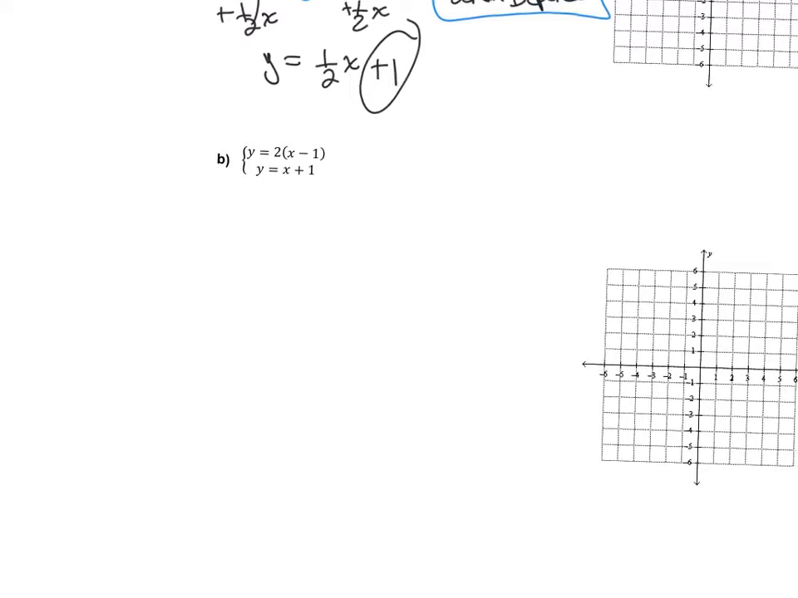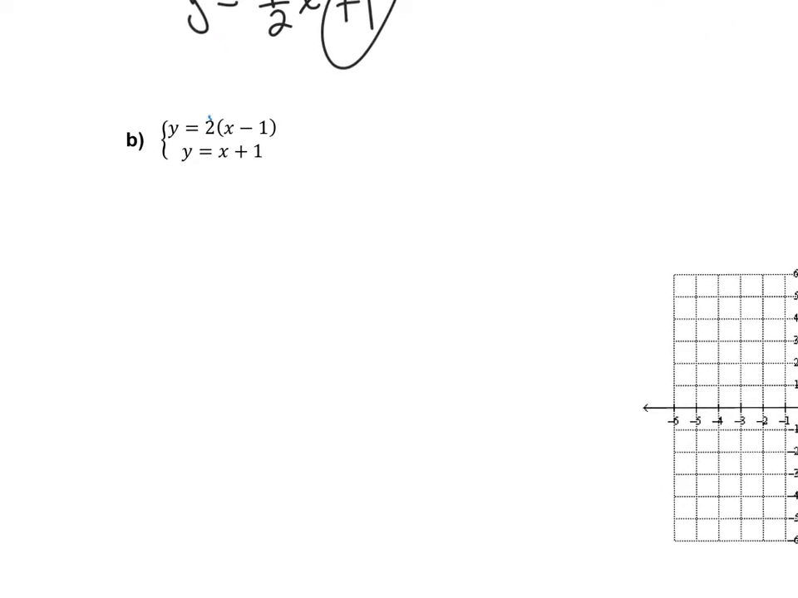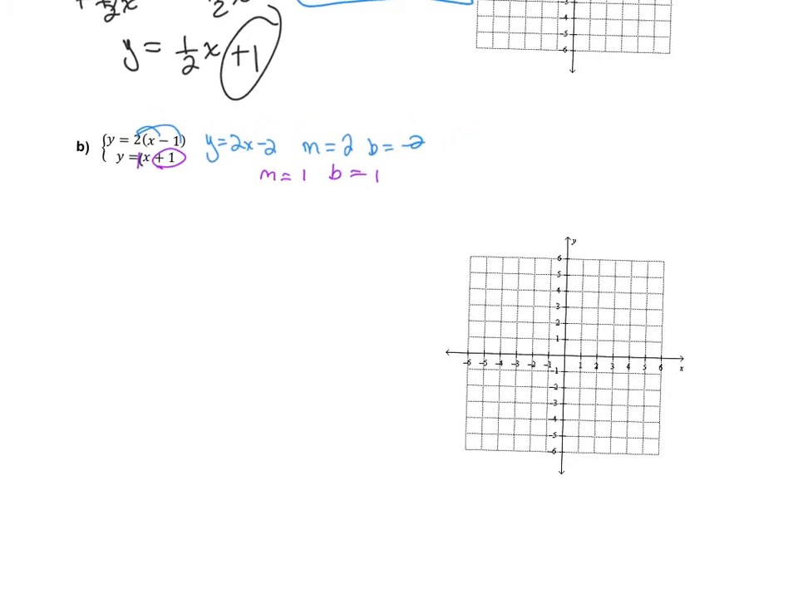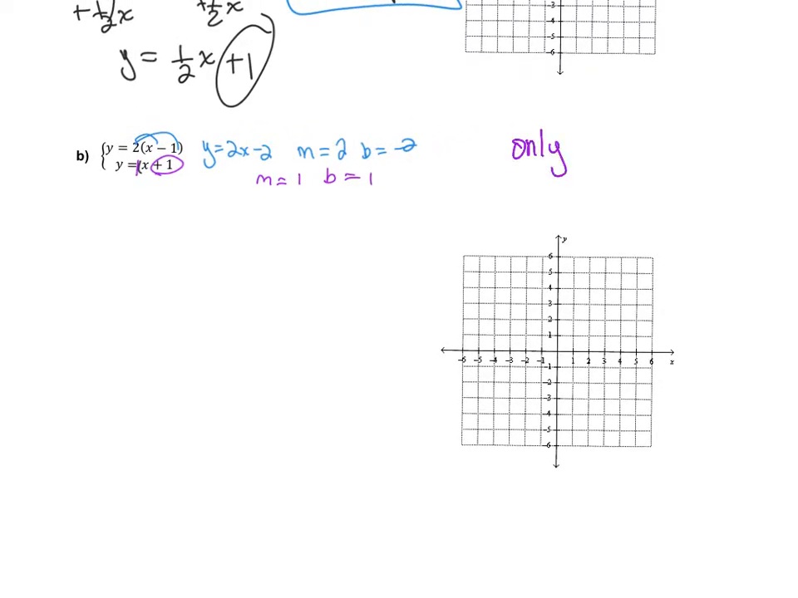For the next system, you look at the top one and you notice you have to distribute. So you distribute the 2, and you get y equals 2x minus 2, of which the slope is 2 and the y-intercept is negative 2. For the second equation, the slope is 1 and the y-intercept is 1. You have different slopes completely, and you have different y-intercepts. So that means that you are eventually going to cross, but only at one point. And to graph it so you could see visually what it means, y equals 2x minus 2, you begin at negative 2 and you go up 2, over 1.